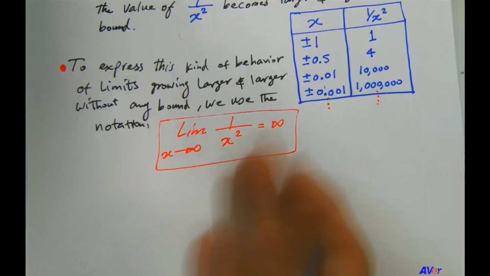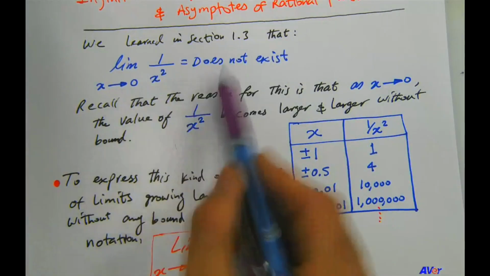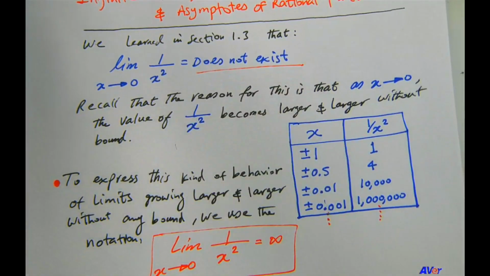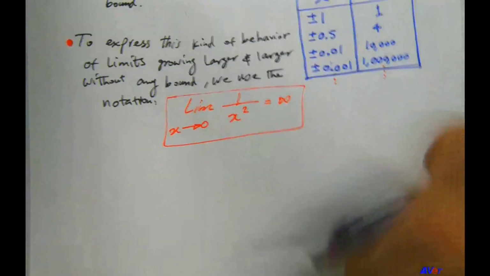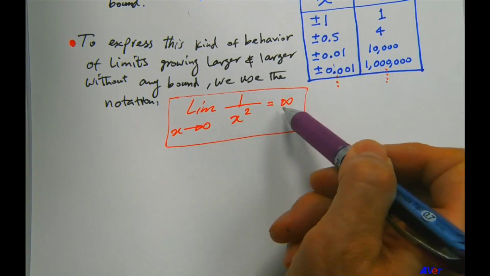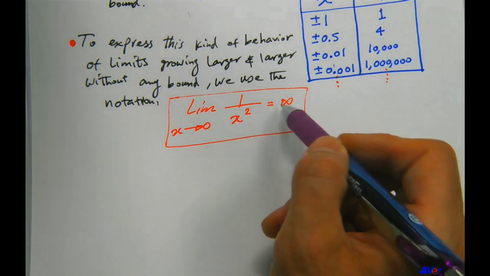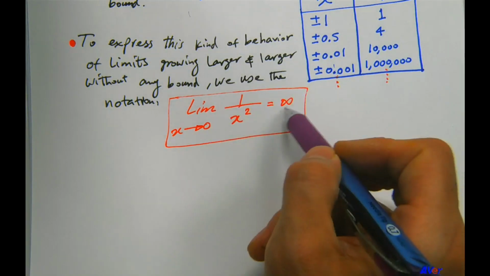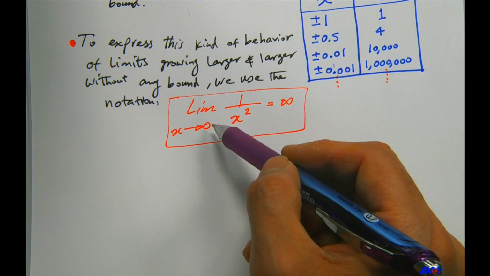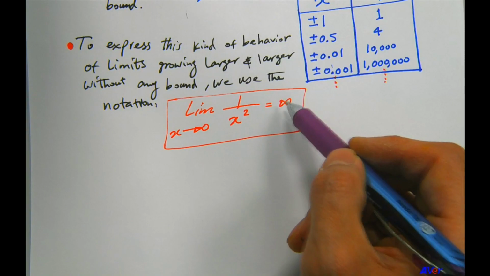Now, this isn't a limit. Please remember, the limit of this function as x approaches 0 does not exist. This we know. But the way we show it is this. We show that the limit of this function as x approaches 0 equals infinity. Not that the limit exists and it's at infinity. No, that's not what we're saying. It's just a way of saying that the limit of this function does not exist. Why? Because its values are getting larger and larger and larger without any bound.